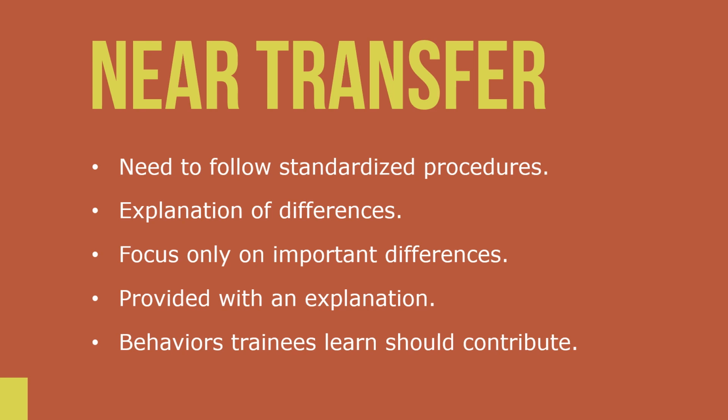Trainees need to follow standardized procedures, processes, and checklists. Trainees need to be given an explanation as to any differences between training and work tasks. Trainees should be encouraged to focus only on important differences between training tasks and work tasks rather than unimportant differences. Trainees should be provided with an explanation as to why as well as how the procedure should be performed to help them understand the concepts behind the procedure. Behavior or skills that trainees learn in the program should contribute to effective performance.